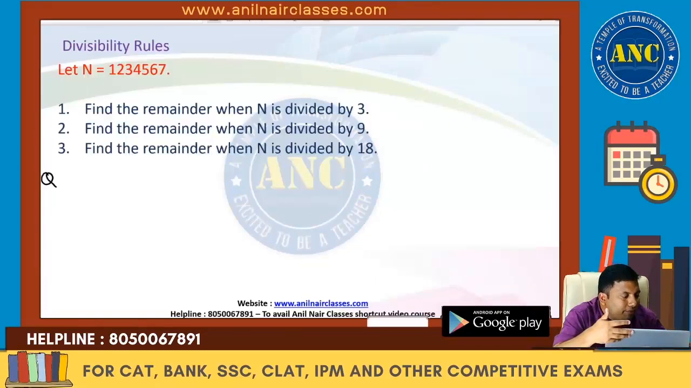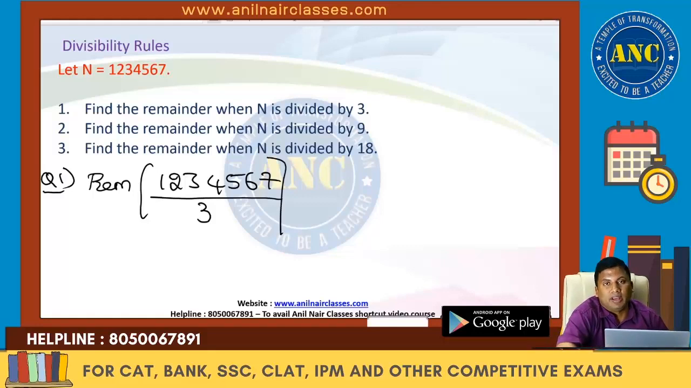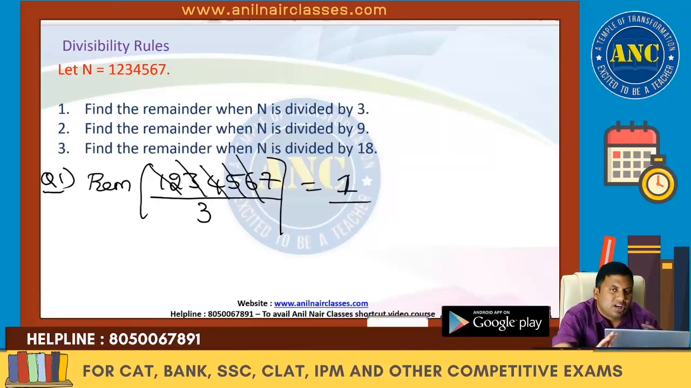Question 1. Find the remainder when a number 1234567 is divided by 3. The sum of the digits should be divisible by 3, so take the sum of the digits, and wherever it is 3, scratch it off. 1 plus 2 is 3, cancel. 4 plus 5 is 9, divisible by 3. 6 is divisible by 3. 7 divided by 3: 3 twos are 6, remainder 1. I hope the idea is clear.